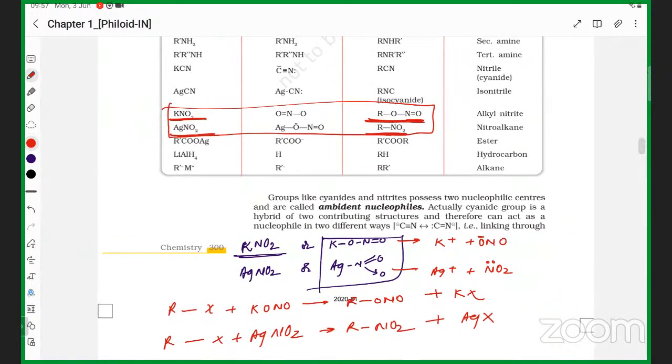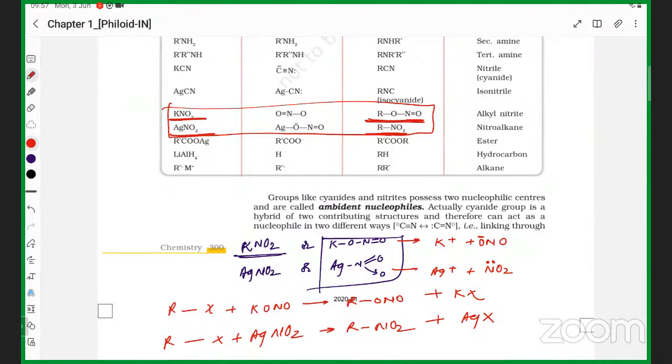Yes, sir. If the compound is covalent, the attack will be from the lone pair of electrons on nitrogen. And if the compound is ionic, it will attack with the oxygen. Do you understand this? Yes, sir. I can understand.